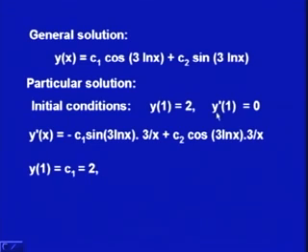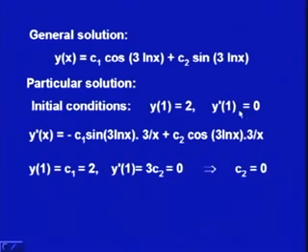In the second initial condition, we do have y dash at 1. Here if I put x is equal to 1, we will get this term to be 0 and this term we would be getting as 1 and this we would be getting as 3. So, we would be getting y dash at 1 as 3 c2 which is given to be 0, which says that c2 would be 0. So, we have got the two constant values, that is c1 as 2 and c2 as 0.